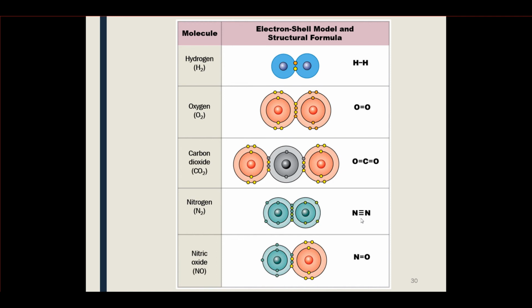Okay, and then I'll let you look at this one on your own. This is an example of nitric oxide, NO, where we have a nitrogen and oxygen. And see if you can figure that one out. I'll let you do that one on your own. All right, so this is all what we call sharing of electrons. So that is a covalent bond.